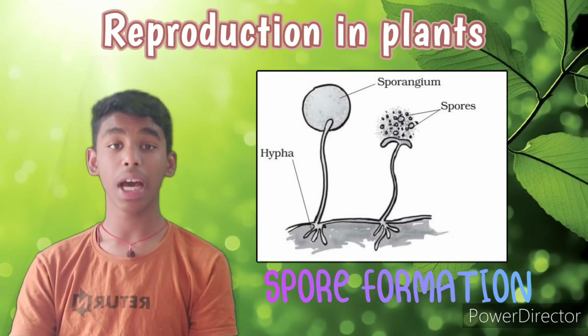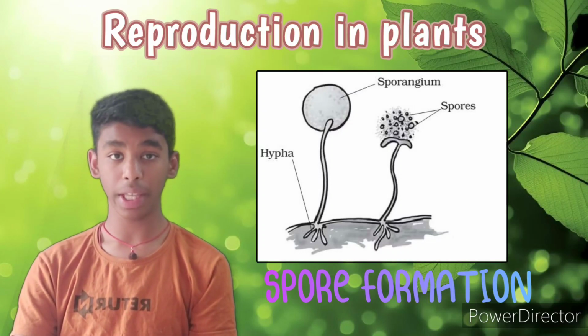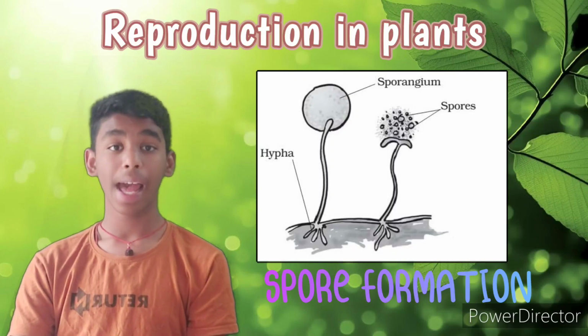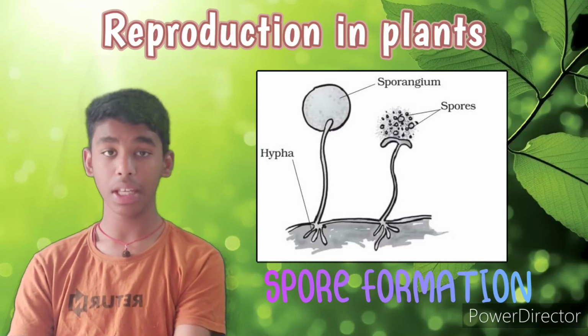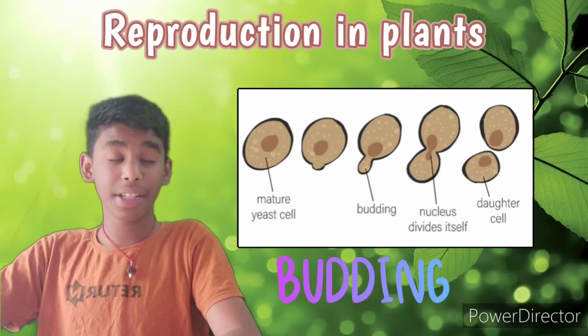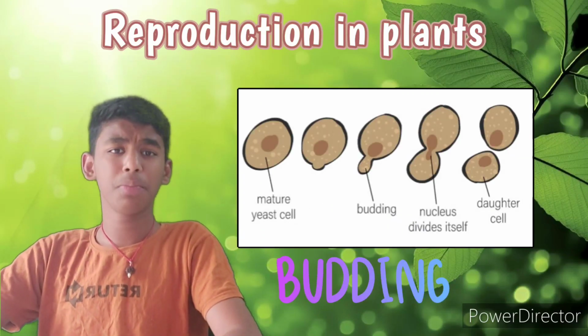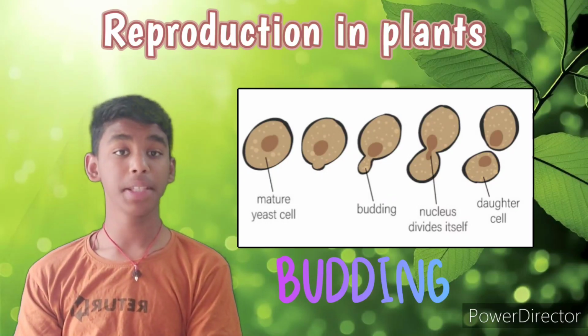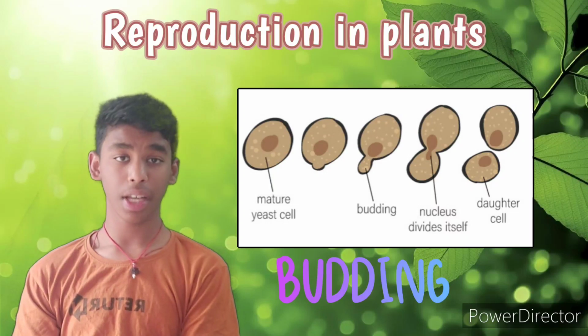The spores are small things that form on the top and then are released. In spore formation, that plant is called the bread mold. This bread mold is very dangerous for our health. But what happens in budding is not that dangerous.